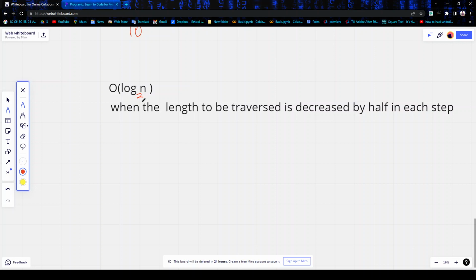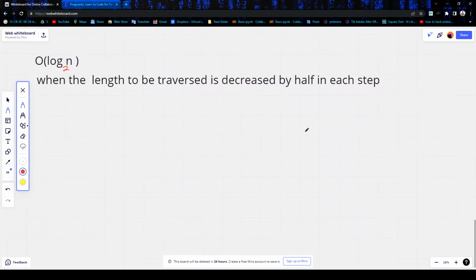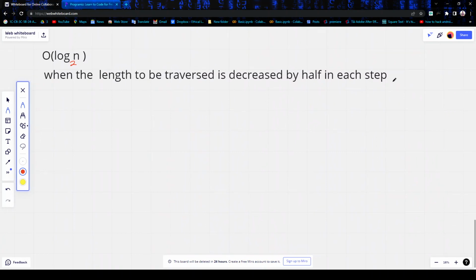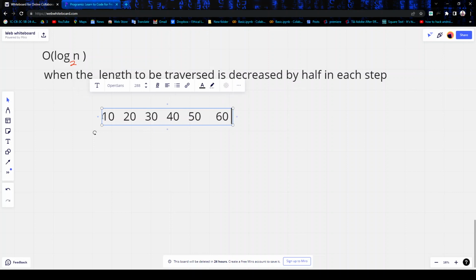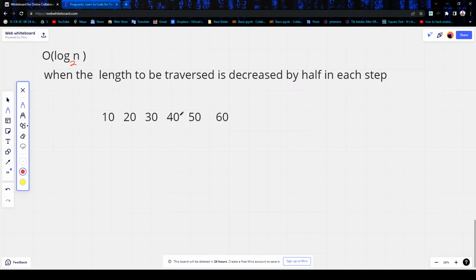I'll tell you the log explanation later on. Whenever the length to be traversed is decreased by half in each step, that means we are having a binary search. What exactly is a binary search? I will explain it to you. For example, we are having six numbers here, and I want to find the number that is equal to 40. The target number is 40.